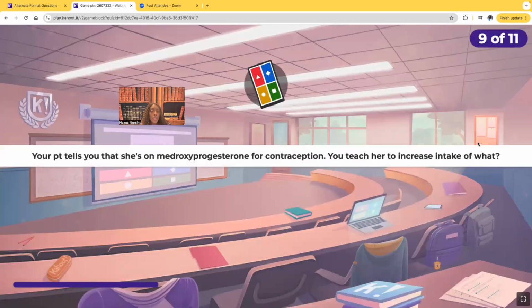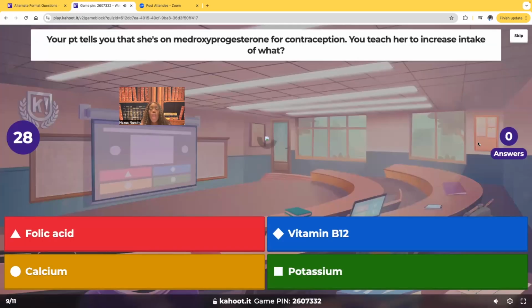All right, your patient tells you that she's on, I can't pronounce, guys, medroxyprogesterone for contraception. You teach her to increase an intake of what? Folic acid, vitamin B12, calcium, or potassium. My picture is not showing up, but you don't need the picture to figure this out. The patient is getting medroxyprogesterone for contraception. What are you going to tell that patient to increase their intake of? Folic acid, vitamin B12, calcium, or potassium?